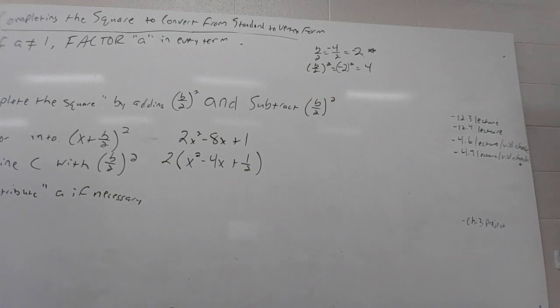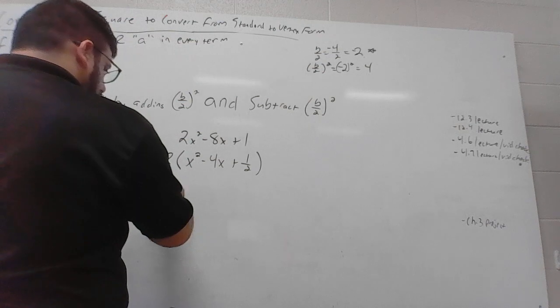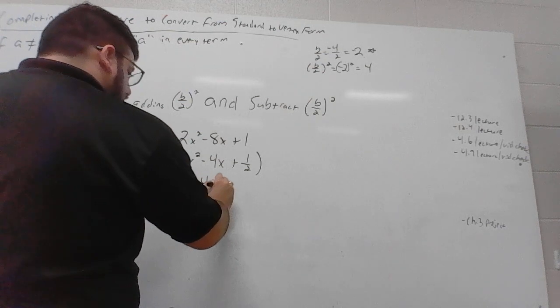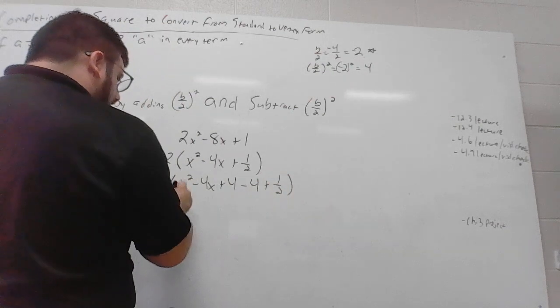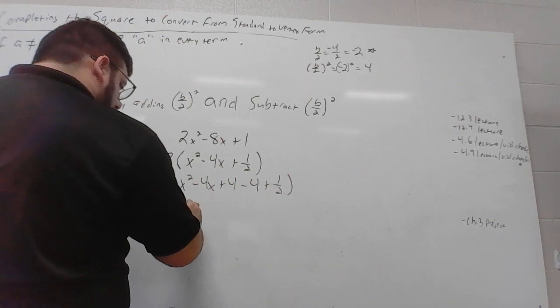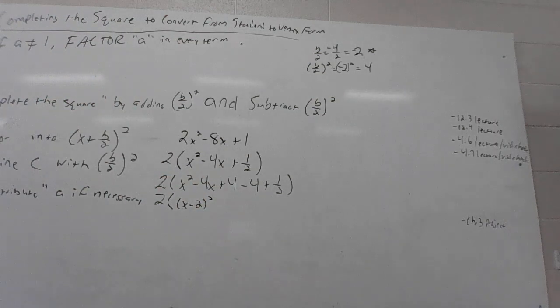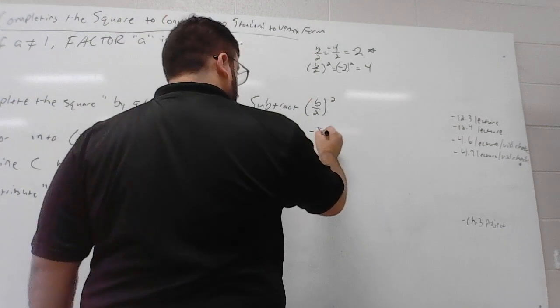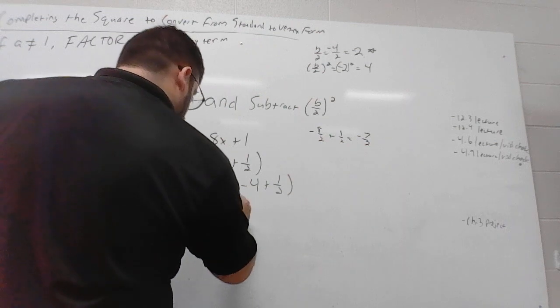So I'm going to, again, add and subtract 4 at the same time. Okay, so 2 times x squared minus 4x plus 4 minus 4 plus 1/2. So now I'll factor this out and I'll combine these two. So this becomes x minus 2 squared, and then I just need to calculate negative 4 plus 1/2, which I believe is, let's see, negative 8 over 2 plus 1 over 2, that's negative 7 over 2. So minus 7 over 2.